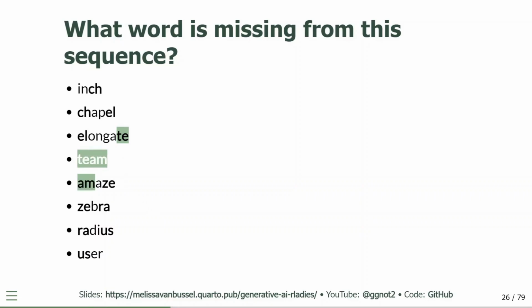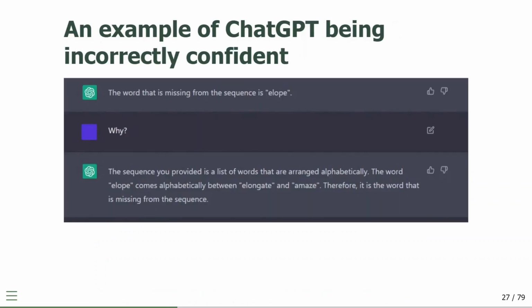So we know that this word needs to be something that starts with the letters TE and ends with the letters AM, and there's not really any other words, at least not that come to my mind, that would meet those requirements other than the word team. So this is not a particularly complicated puzzle. We would expect that a model as intelligent as ChatGPT would be able to figure this out. But actually, something like this is quite challenging for ChatGPT.